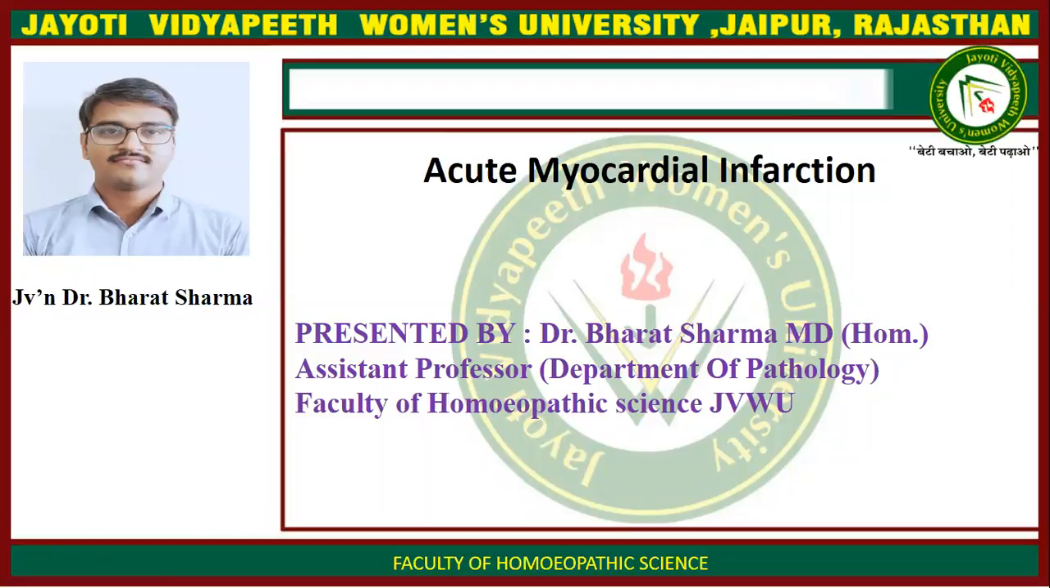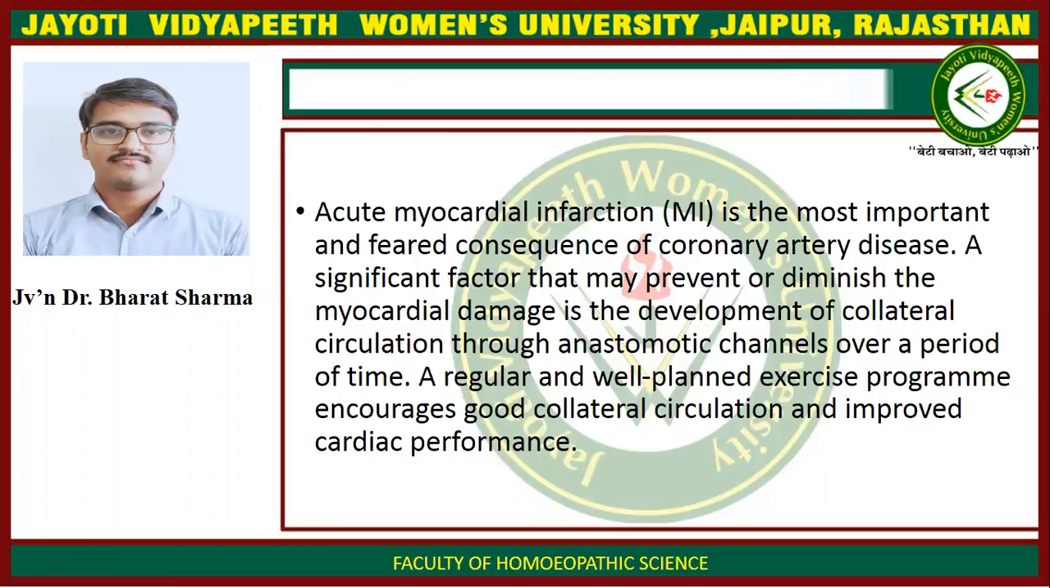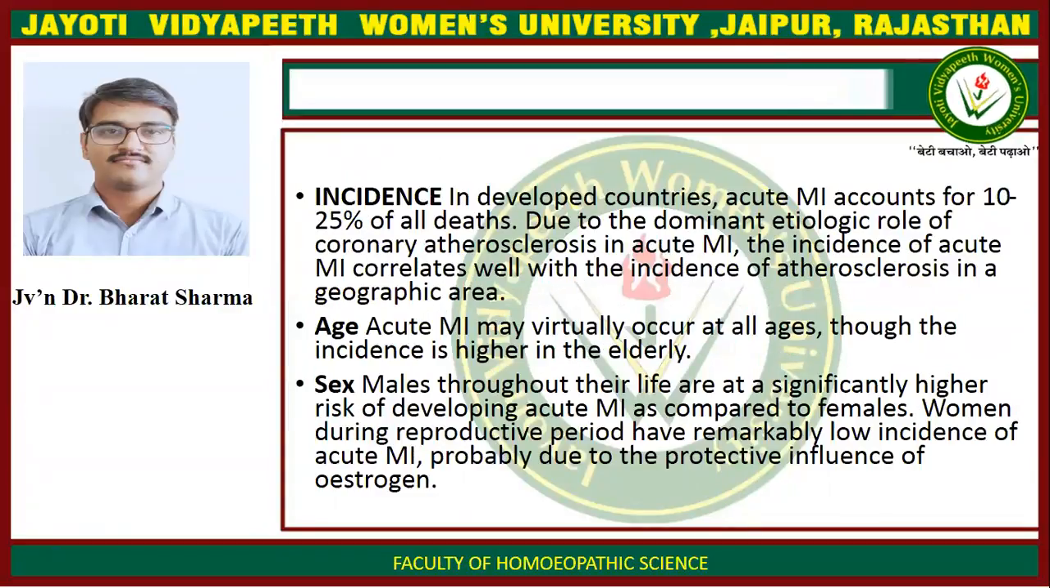Today's topic is acute myocardial infarction. Acute myocardial infarction is the most important and feared consequence of coronary artery disease. A significant factor that may prevent or diminish the myocardial damage is the development of collateral circulation through anastomotic channels over a period of time. A regular and well-planned exercise program encourages good collateral circulation and improved cardiac performance.